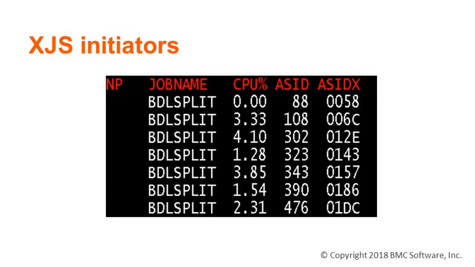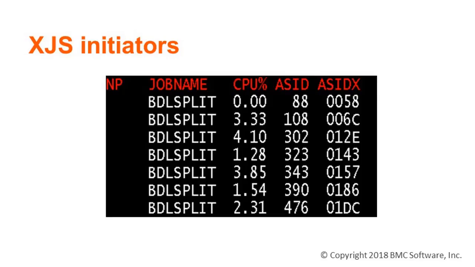The first step is executing in the JS initiator in Class A. The other steps are executing on a MainView Batch Optimizer XJS initiator with the bracket symbol next to the batch job executing. The bottom display shows what you will see when you scroll to the right. Notice that each split step is assigned to a unique ASID.